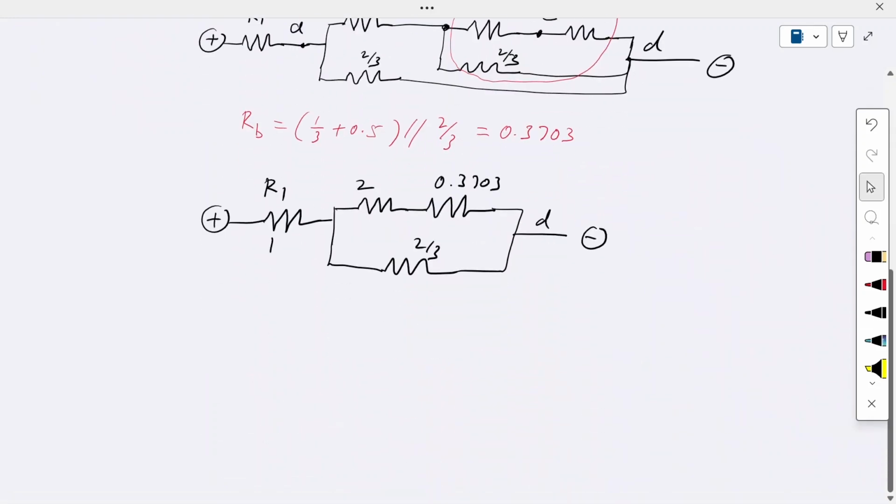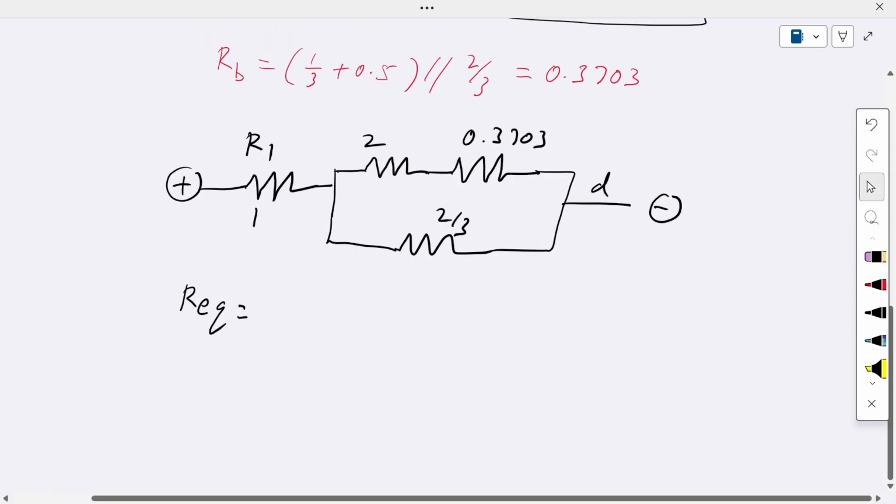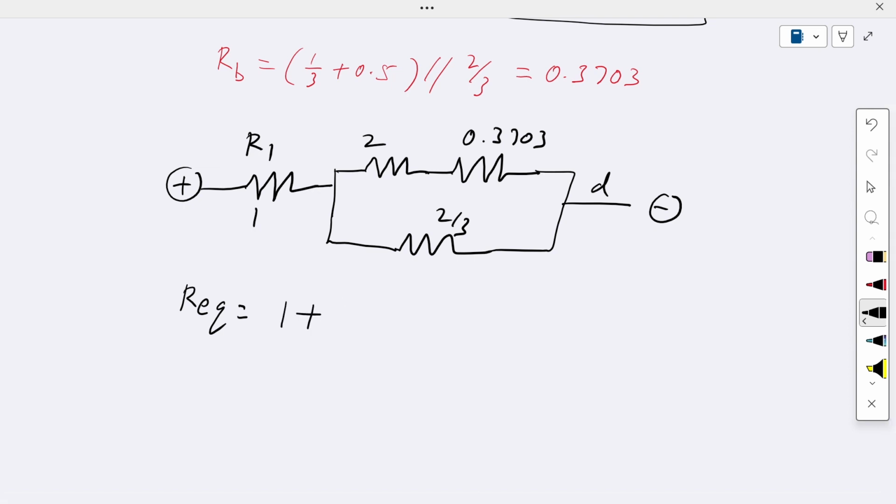This is 1 ohm. Now we can find the REQ value for this. What is the REQ value? This 1 ohm resistor is in series with the 2 ohm and 0.3703 resistors, which are in series, right? And this series combination is in parallel with the 2 over 3 resistance. By calculating this, you get approximately 1.52 ohm. So the equivalent resistance across this circuit is 1.52.